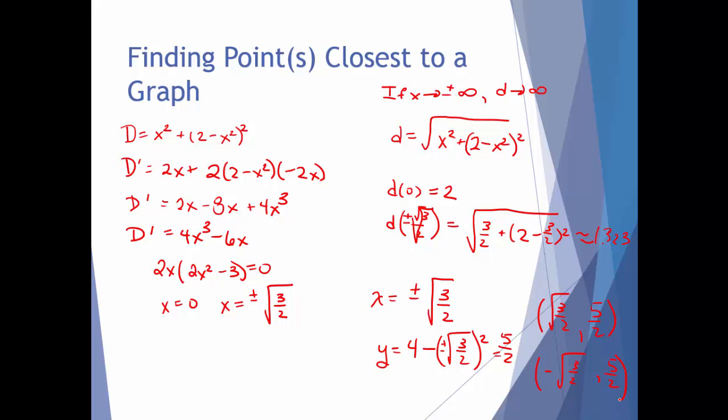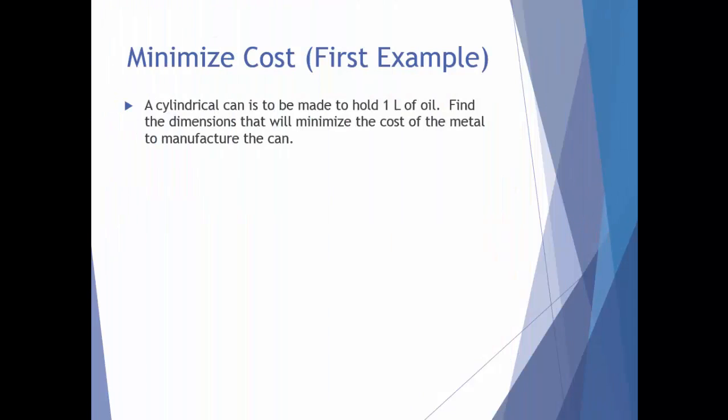Let's take a look at another example. So in this example, we're looking to minimize cost, and we're actually going to do 2 different examples of this type of optimization problem. In this one, what we're looking to do is deal with a cylindrical can made to hold 1 liter of oil, and we want to find the dimensions that will minimize the cost of the metal to manufacture the can. So to begin with, what we're looking to optimize in this case is the cost to manufacture the can. So we're looking to minimize cost.